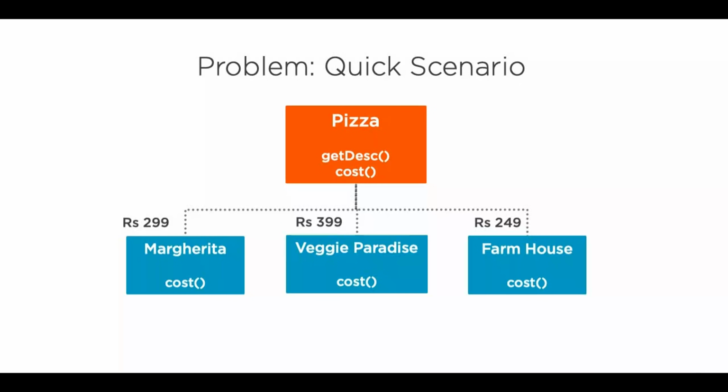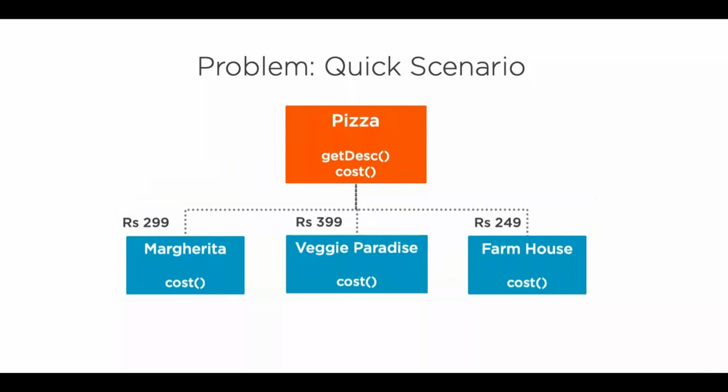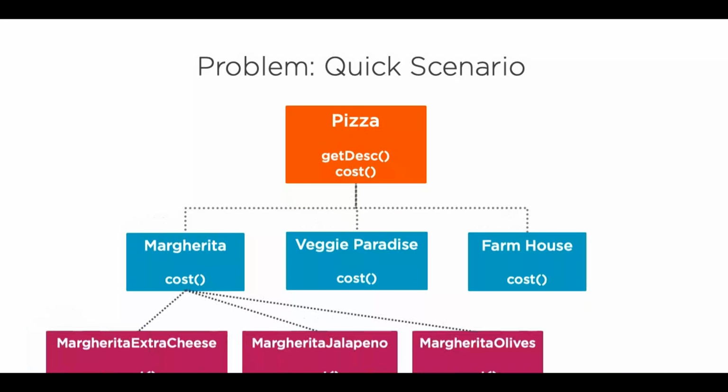Now coming to a software example scenario, let's say you have started a pizza shop, and for that you create a pizza class. In it, you have two functions, getDescription, which describes the pizza, and then cost, which returns the cost of the pizza. Now you are serving pizzas of three types: Margherita pizza, Veggie Paradise, and the Farmhouse pizza. Each comes with a cost. So our base class is pizza. We have subclasses Margherita, Veggie Paradise, and Farmhouse, which extend the pizza class.